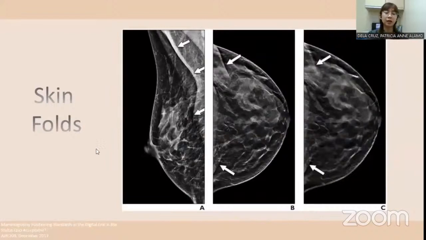In proper positioning, we can eliminate this or we can lessen this. So as much as possible, we need to be careful on compressing and positioning the patient. We need to observe if there are any skin folds.